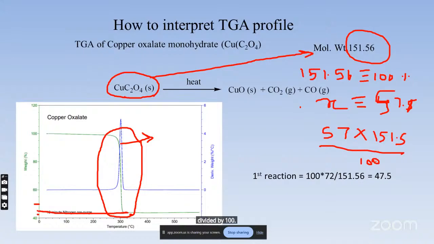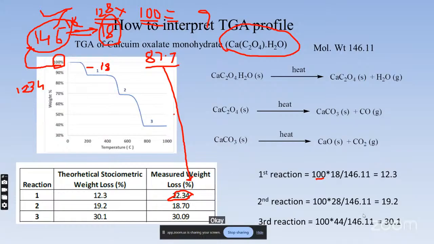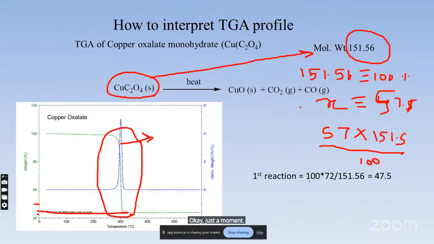So I will do it. 57 into 151.56 divided by 100 will be 86, somewhere around. Somewhere it is wrong. Okay, just a moment. 72.